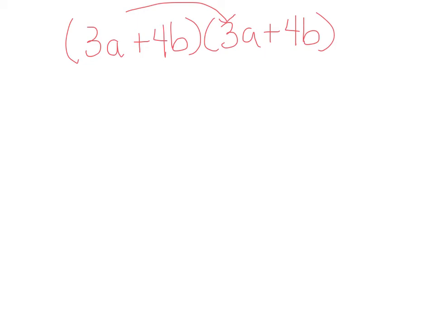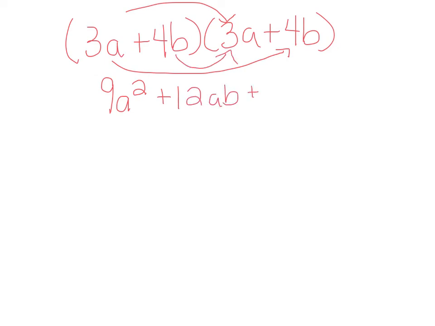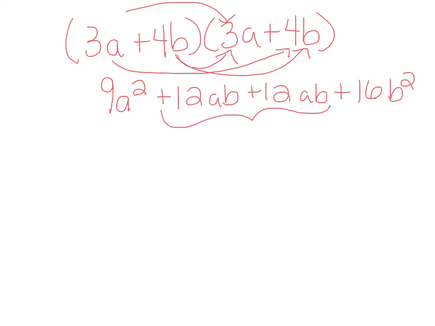First is 9a squared. Outer is 12ab. Inner is 12ab. Last is 16b squared. The two middle terms, since they're like terms, can be combined. We have 9a squared plus 24ab plus 16b squared. So therefore, this is correct.